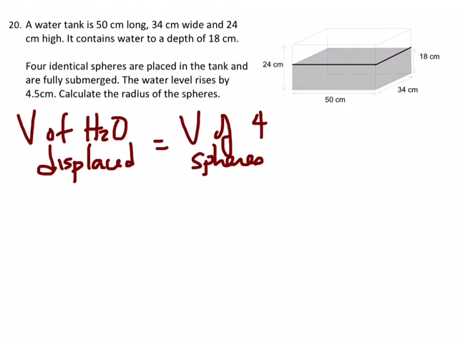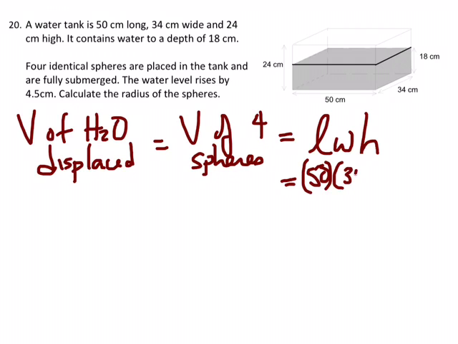Okay, now, how much water got displaced? Well, we know the length and the width are 50 by 34, and we know that the level rose by 4.5 centimeters. So we could say length times width times height, which will be 50 times 34, and then the amount the water rose, 4.5 centimeters equals, grabbing a calculator, 50 times 34 times 4.5, 7,650 cubic centimeters.